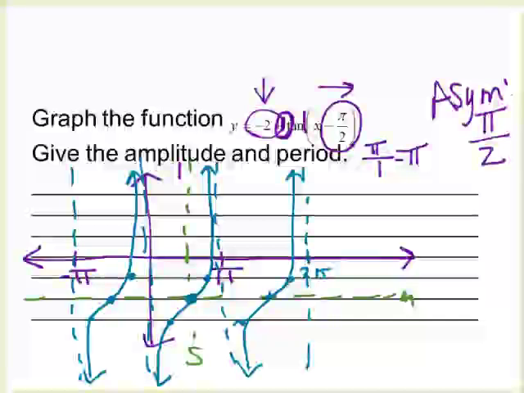How do you know when to flip it? You flip it when you have a negative A value, so when there's a negative right in front of the tangent or the sine or the cosine.